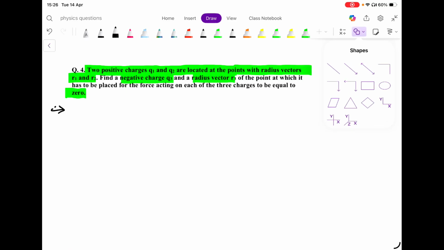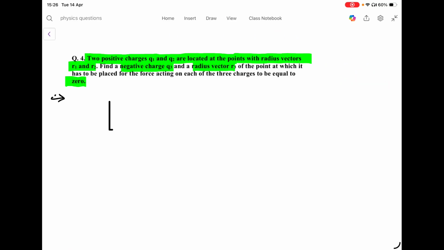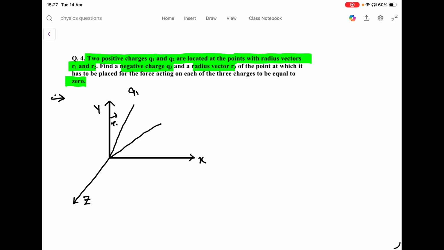Suppose I have an axis like this. I name this axis x, this axis y, and this is z. And what are the vectors? Let's say this vector is r1 vector, r2 vector, and r3 vector, right?